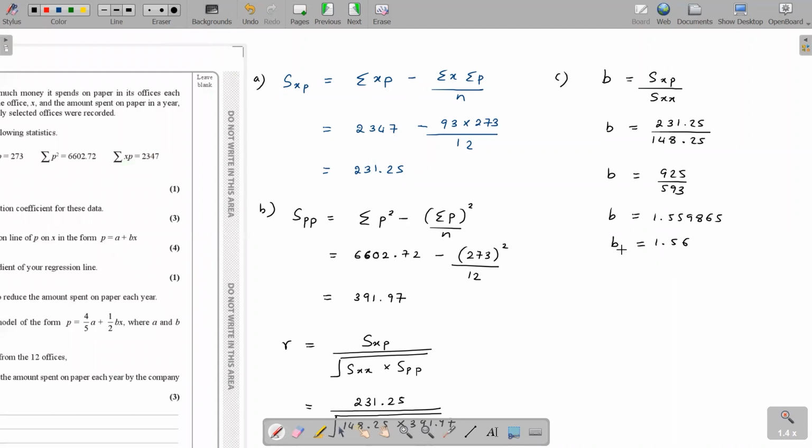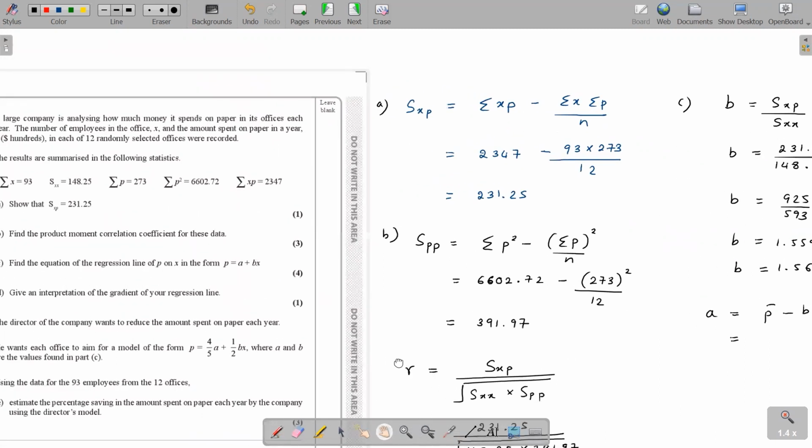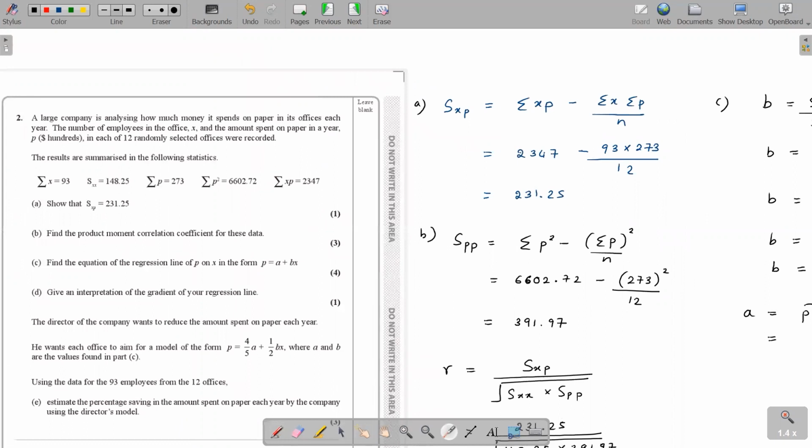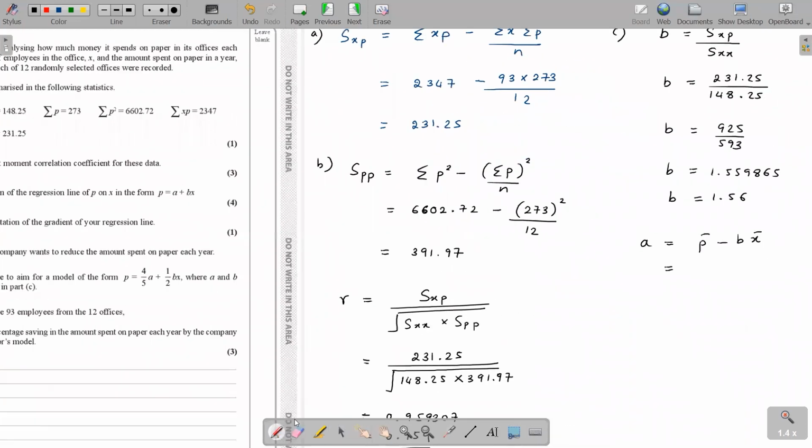Okay. Then the next one, the A value. What's equal to A? A equals, normally we have Y bar minus BX bar. That's the equation I remember. In this case, Y is P. So P bar minus BX bar. So P bar is the mean of P. How do we get P bar? Sigma P you should divide by N. Sigma P over N is P bar. Do you agree? So P bar is sigma P over N, minus B times X bar, which is also sigma X over N. Do you agree with me?